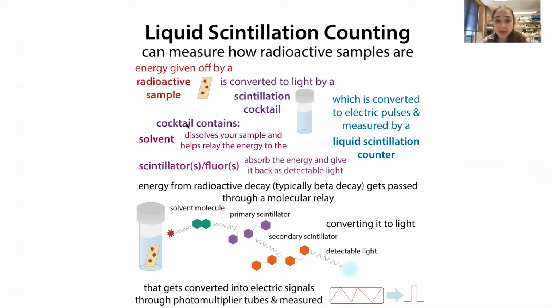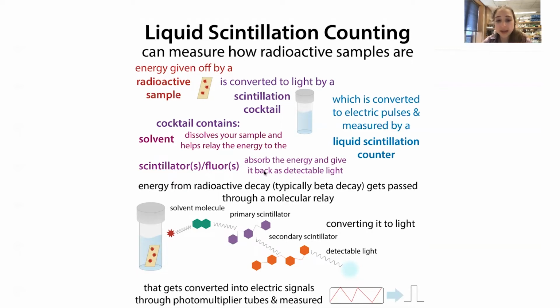This cocktail is a couple of things. It has a solvent, which helps dissolve your sample and helps relay the energy to the parts that are going to do the light conversion, these scintillators or fluors. These are going to absorb the energy from the solvents. The solvent's going to help pass it off. It could go directly to the scintillator, but you have a lot more solvent molecules than you have these molecules, and so the solvent is helping act as an in-between.